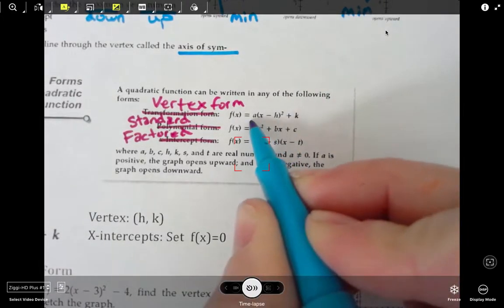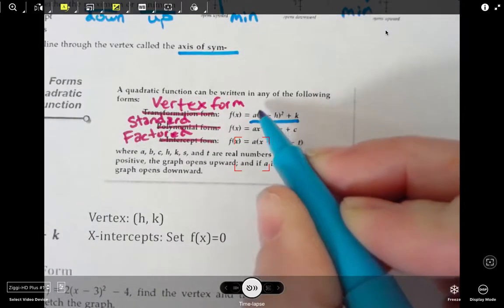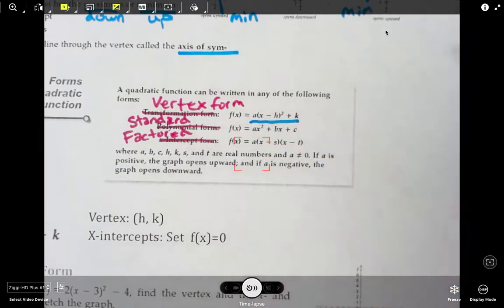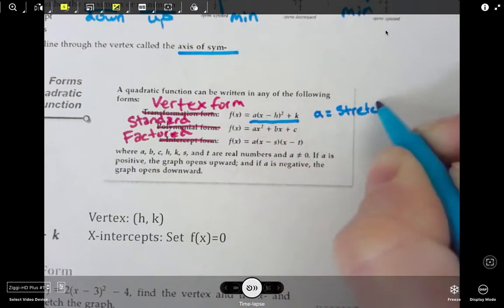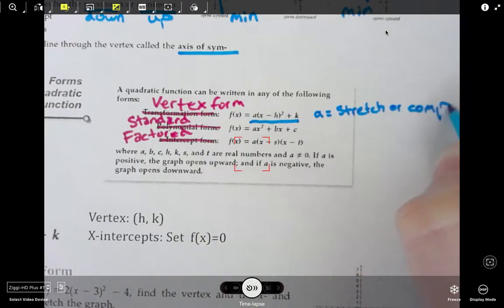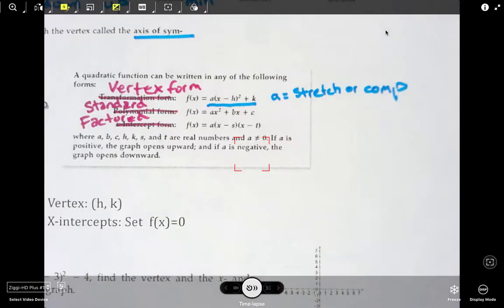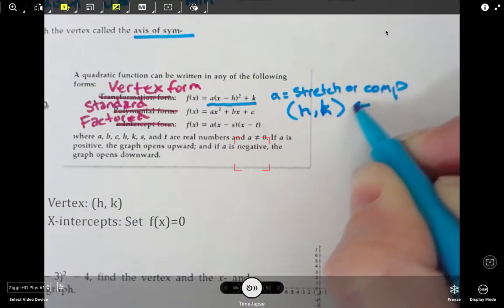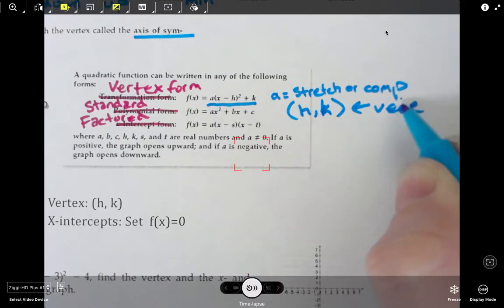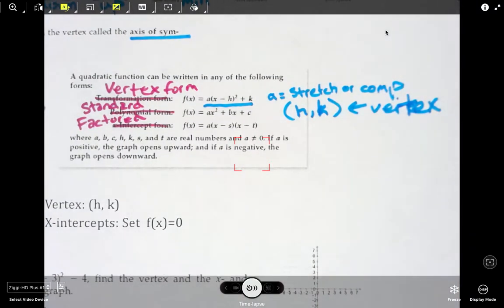Vertex form. If he's written in this form right here, like a(x minus h) squared plus k, your a is basically your stretch or compression. That's basically what a is telling me in that scenario. A is not terribly important, but the other 2 values, the negative h and the plus k, h comma k, tells me where my vertex is. That's why I call this vertex form, because h and k tells me where my vertex is.